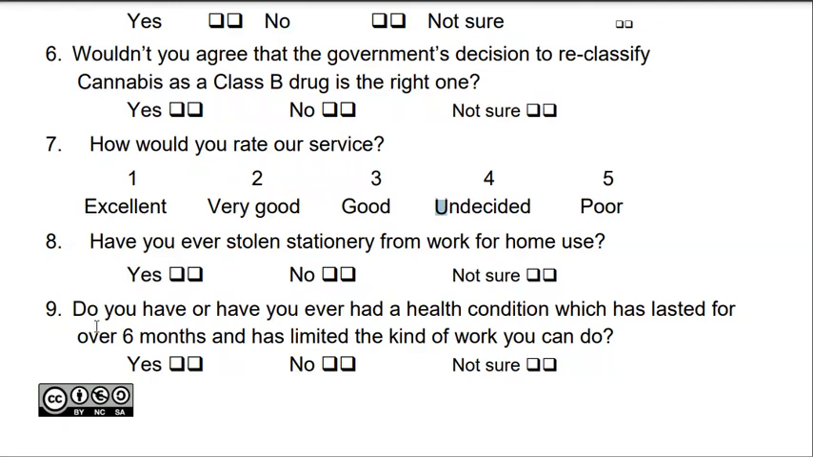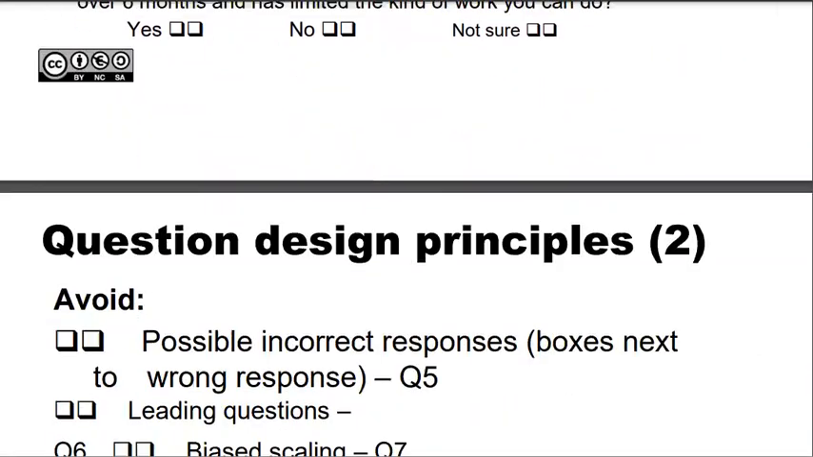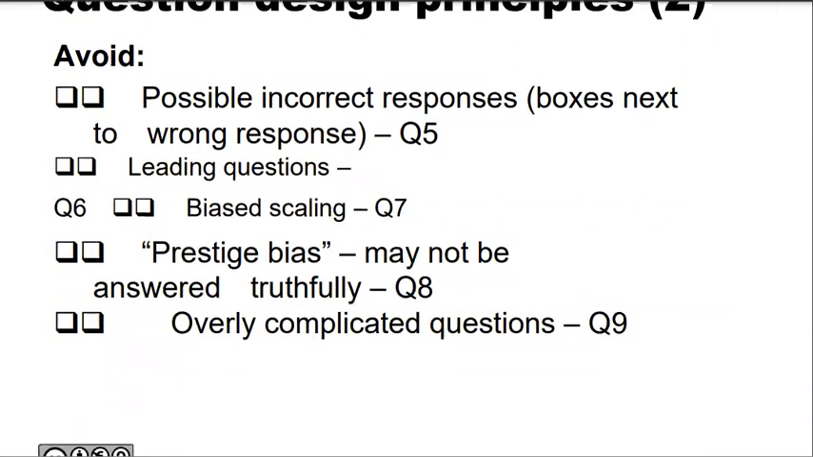Do you have or have you ever had a health condition which has lasted for over 6 months and has limited, you also have grammar issues here, limited the kind of work you can do? So this is kind of complex because there's so many conditions to meet. You said have you or have you don't have a health condition. Second condition is that it's lasting for 6 months. Third condition is that is it limiting you from working? So there's a lot of things the person needs to wrap around his head to be able to answer the question.